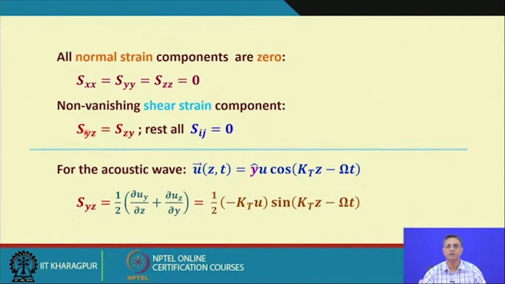So, we have only one non-vanishing strain component, strain element, that is S_yz equal to S_zy, and for this acoustic wave it is very straightforward to obtain this S_yz or S_zy, which is a symmetric tensor element. Therefore, if we calculate the y variation with z and the z variation with y, one of them will be surviving. So, this will give you this quantity, S_yz, and we call this the strain amplitude.